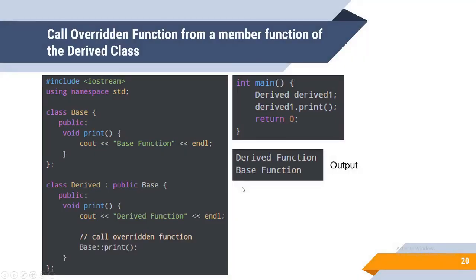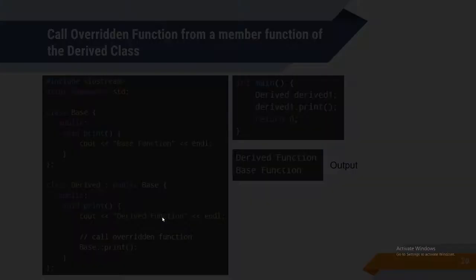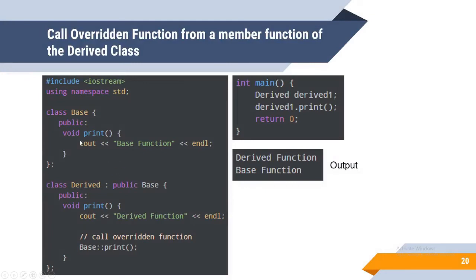Next is calling the overridden function from a member function of the derived class. So how are you going to do it? Simple. We just need to call the member function of the base class from the derived class member function. This is our member function of the base class, and this is our member function of the derived class. We just need to call it here, so we just use this statement, base colon colon print open close parenthesis.